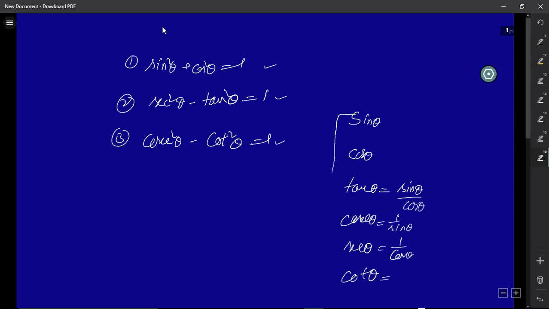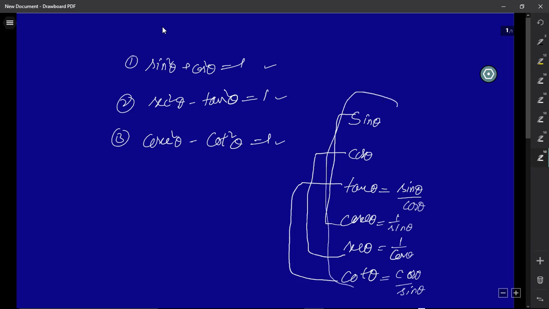Because cosecant is the reciprocal of sine, secant is the reciprocal of cos, and cot is the reciprocal of tan. Now tan is sine by cos, so the reciprocal of sine by cos is cos by sine. So cot theta I can write as cos theta by sine theta. So you see, we can write every other trigonometric ratio in the form of either sine or cos, right? And out of these 6 trigonometric ratios we have a set of 3 trigonometric identities.